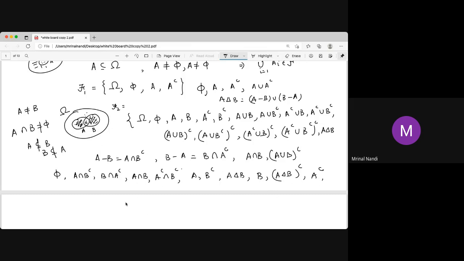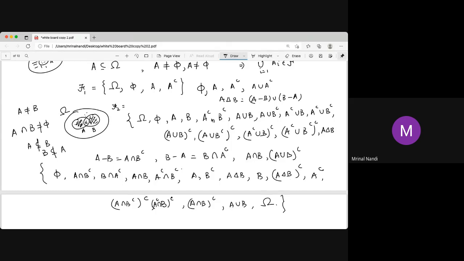Now 3 atoms at a time is just A intersection B complement, then whole complement. B intersection A complement, then whole complement, and then A intersection B whole complement, 3 at a time, and then A union B, 3 at a time, and the 4 at a time is this. So there are 16 subsets in the sigma algebra. Now there is no other subset in the sigma algebra.